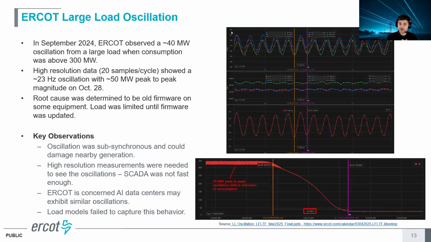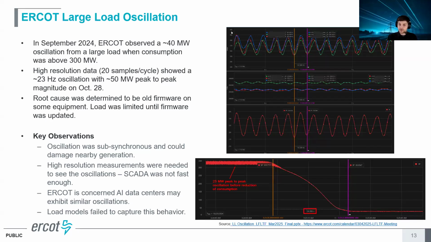We've also seen an oscillation event. So in 2024, we saw a 40 megawatt oscillation when a large load was above 300 megawatts. We eventually saw a 23 hertz oscillation with 50 megawatts peak to peak magnitude, and the root cause was resolved with a firmware update. So again, this is computer software driving load, and that's a thing you have to wrap your mind around. How do you account for that in your model?